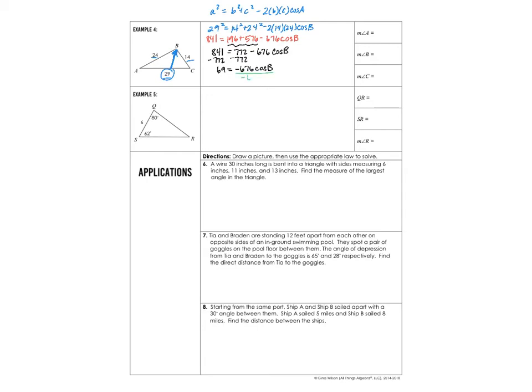You got to get rid of that 676, so we divide. So we're left with the cosine of B. And remember, when we try to find that angle, we're doing inverse. So inverse cosine 69 divided by negative 676 is 95.9. And that's an angle, so it is in degrees. So angle B, 95.9 degrees.